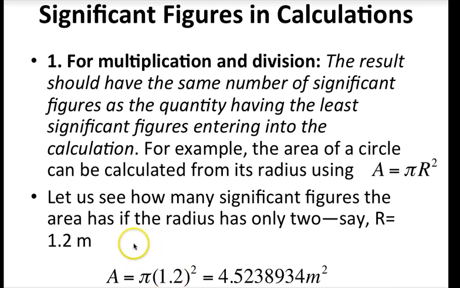Here we have an example with a radius of 0.2 meters. Then we square it, and our calculator gives us so many digits. But all these digits are not important. Just because my calculator gives me 20 digits, that is not so precise. I'm only precise in the first two significant figures. So all of this area should be reported as 4.5 meters squared.